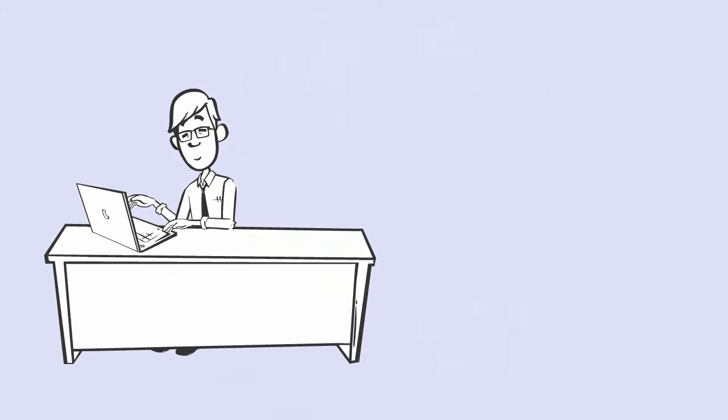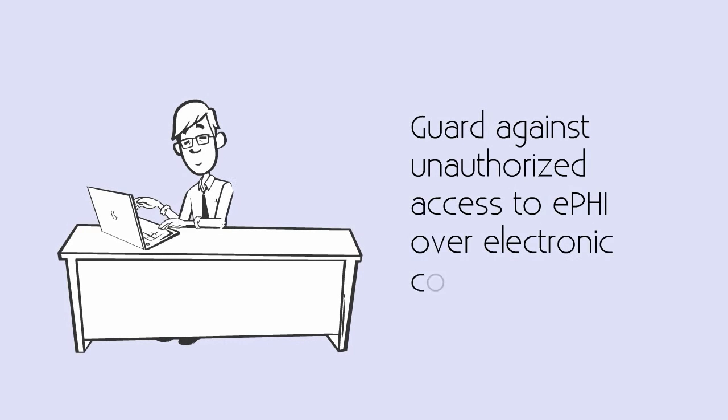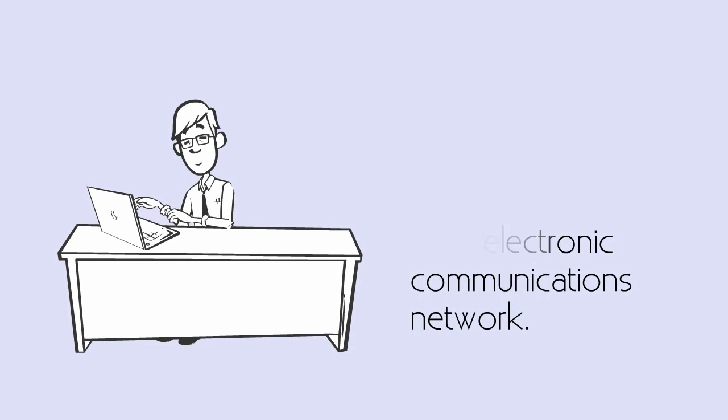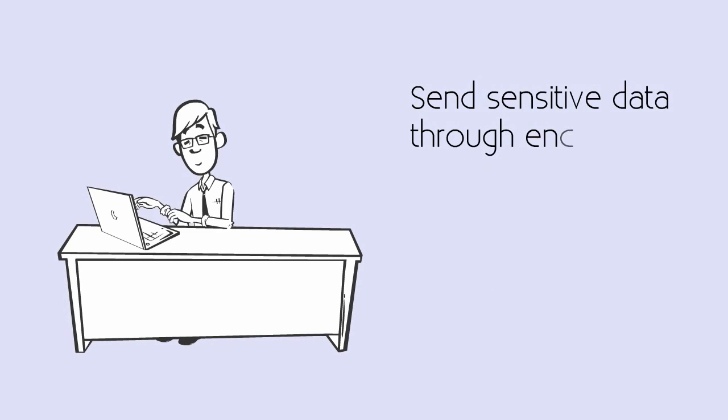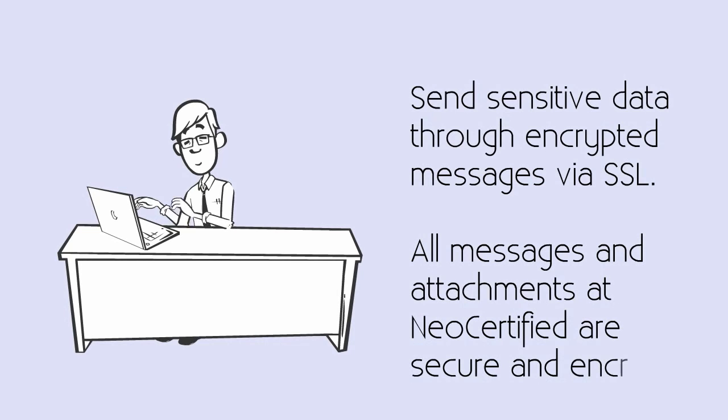Transmission security. A covered entity must implement technical measures to guard against unauthorized access to EPHI that is being transmitted over an electronic communications network. This includes having integrity control and encryption. Your company needs to be sending sensitive data through encrypted messages via SSL, the Secure Sockets Layer.